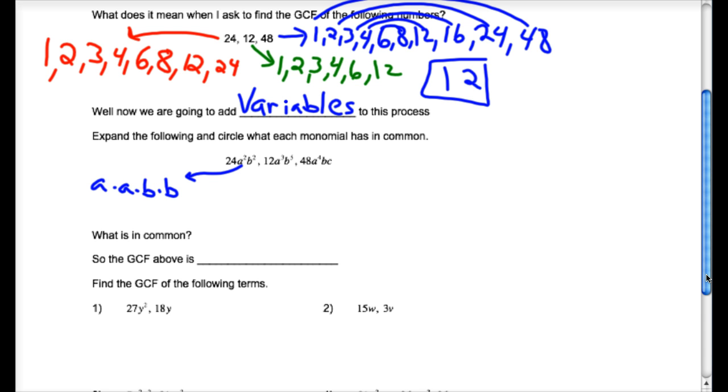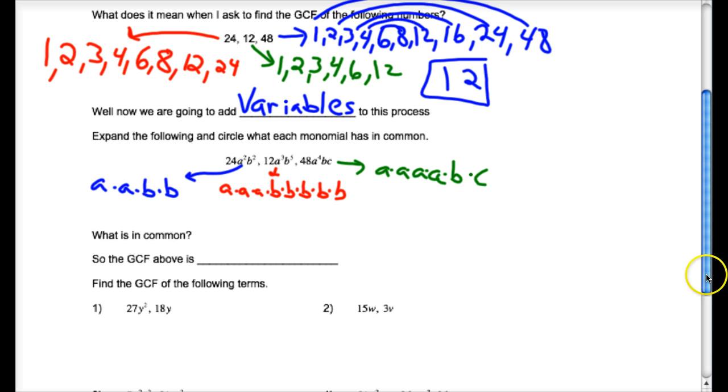How about A cubed B to the fifth? What did I write? A times A times A times B times B times B times B times B. 3 A's and 5 B's. Everybody agree? Okay. Do the same thing with the last one. A, B, C.